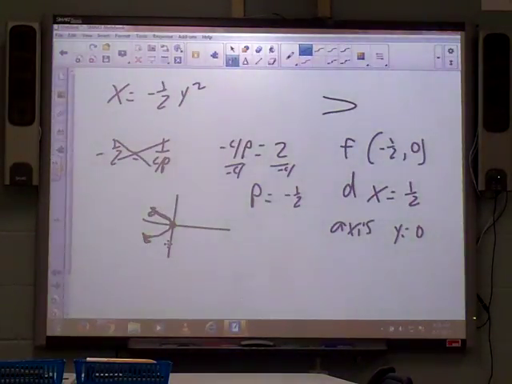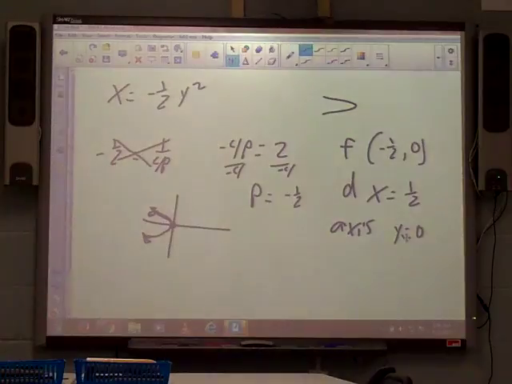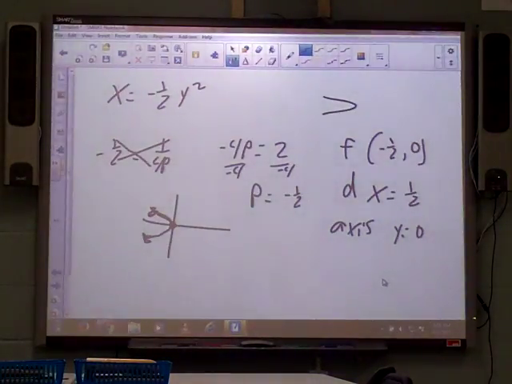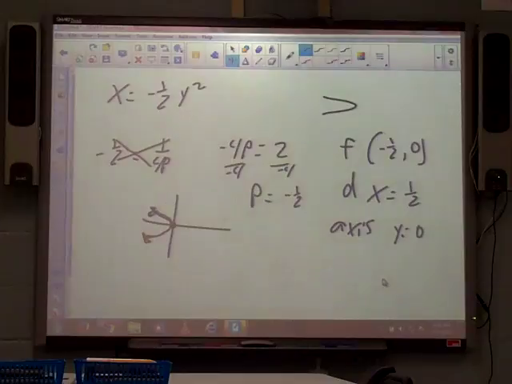Where'd you get the 0 from? Axis of symmetry is always going to be at 0. Oh, right. Always, like no matter what? Right. On focus and directrix, yes.